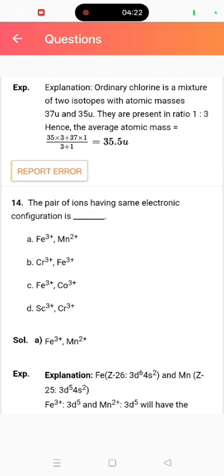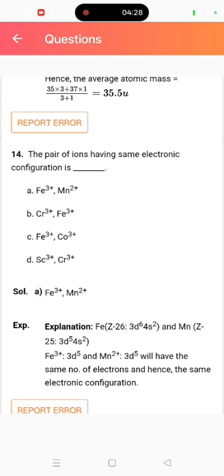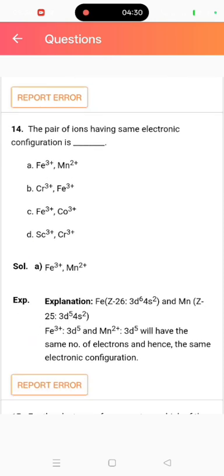The pair of ions having same electronic configuration is Fe3+ and Mn2+. Okay, Fe atomic number is 26, Mn atomic number is 25. So when Fe3+ forms, 3 electrons are lost, and when Mn loses 2 electrons, the same number of electrons remains.